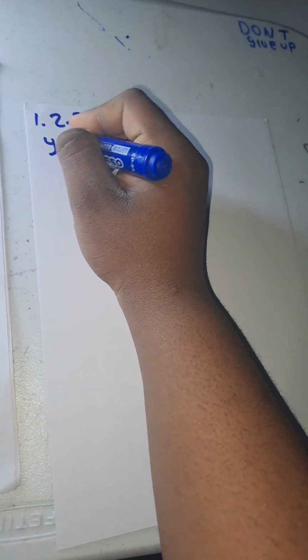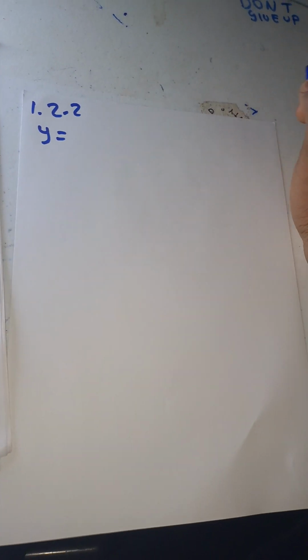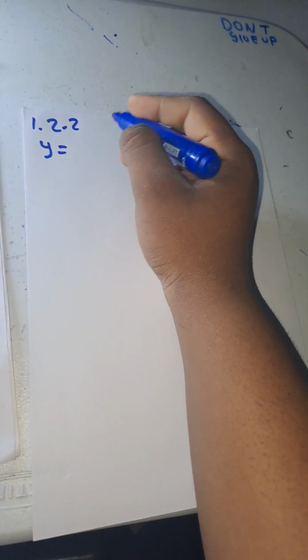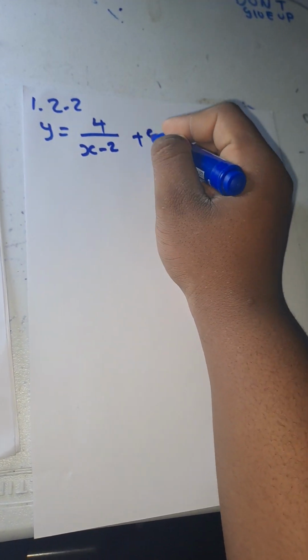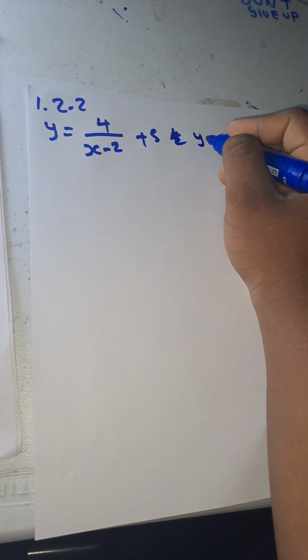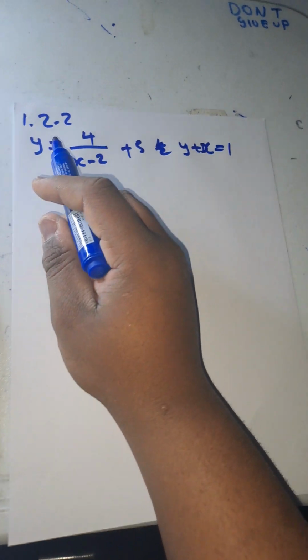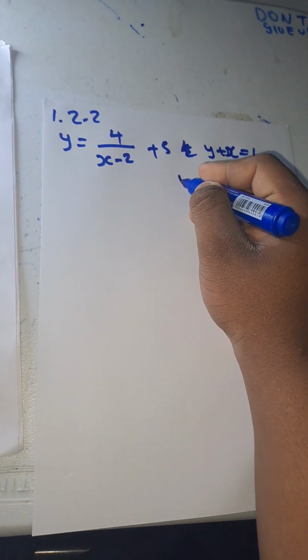1.2.2. Y is equals to... Hey guys, don't give up. Don't give up. In maths, don't give up. 4 over x minus 2 plus 3, and y plus x is equals to 1. So now as you can see, already I have y. It is already the subject.